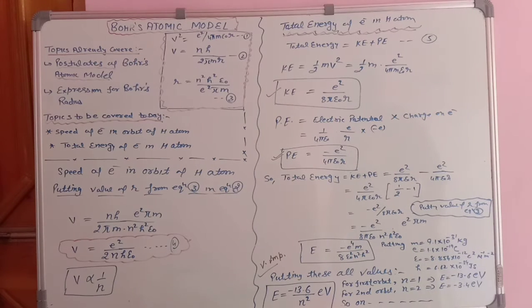I hope it is clear. So total energy, kinetic energy plus potential energy, is e² upon 8πε₀r minus e² upon 4πε₀r. If you observe this equation carefully, e² upon 4πε₀r is common. So what is left inside? Half minus 1, which means minus half. So ultimately we are getting this value, minus e² upon 8πε₀r.